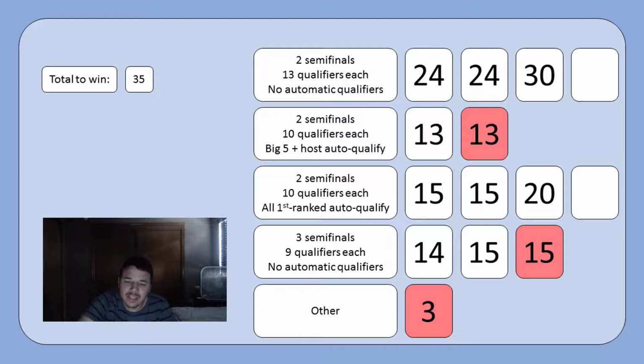So, next up, 2 semifinals, 10 qualifiers each. All first-ranked songs qualify automatically, has plus 2 points, making it 22. Meaning the other format wins with 13 qualifiers each. Let's see how much voting it has. Plus 13 from the last eliminated option, meaning that's 43 votes. Meaning the next format will be 2 semifinals, 13 qualifiers each.